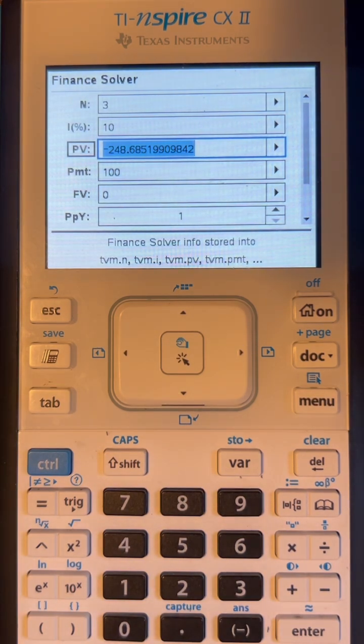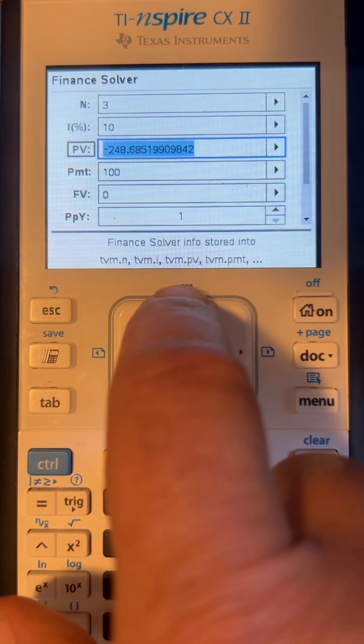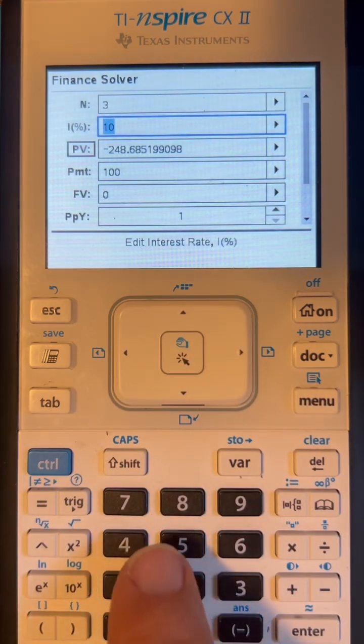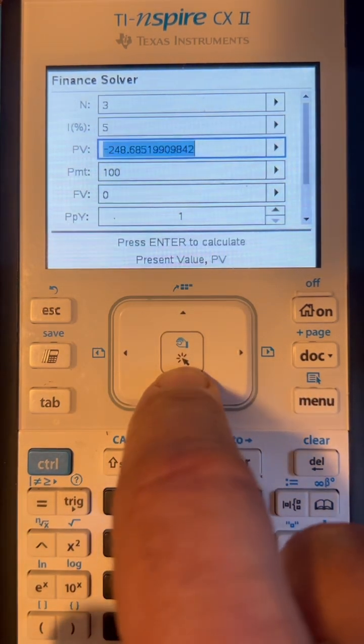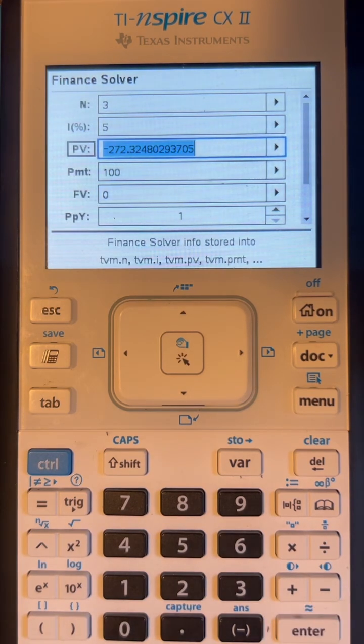The slide also asked, what if the interest rate's 5%? Then which option's better? So all I need to do is cursor up to the interest rate, change it to 5, go back down to present value, solve for it again, and you can see now with the 5% interest rate, the present value of those 3 payments is higher. It's $272.33, or 32 cents if you're rounding down to the nearest penny. Either way, $272 is greater than $260. Now you'd be better off taking the annuity if the interest rate's lower at 5%.